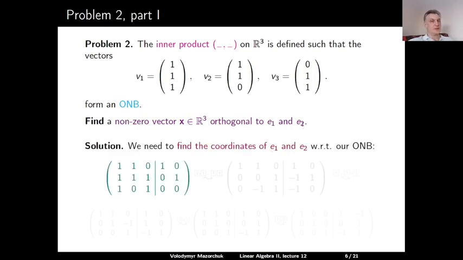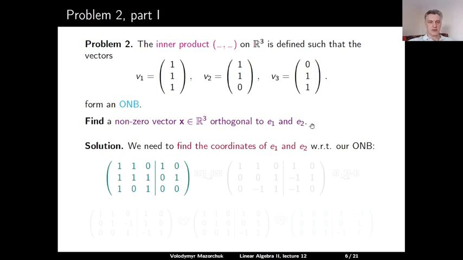Solution. In order to solve this problem, we know that this new inner product on R3 is not a standard inner product. So the answer to this question is most probably not e3, which is orthogonal to e1 and e2 with respect to the standard inner product. But this inner product in this problem is different. So in order to find something which is orthogonal to some vectors, we need the coefficients of these vectors with respect to an orthonormal basis.